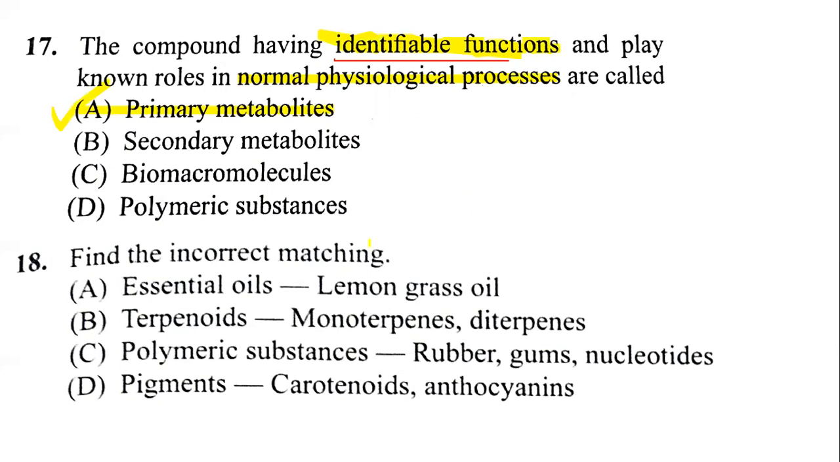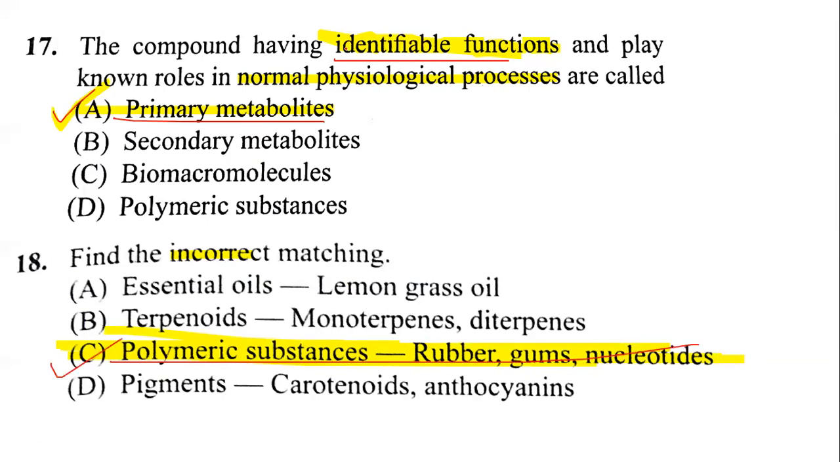Next, find the incorrect matching. This is a direct question from the NCERT. Essential oil, lemongrass, yes, correct. Terpene, monoterpenes and diterpenes, correct. Polymeric substances, nucleotide. Nucleotide is not a polymeric substance, so that is the answer for this question. Everything else is correctly given. The correct answer for question number 17 is primary metabolites, option C.